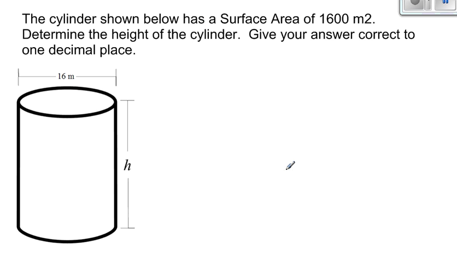So let's actually do a math problem involving rounding. It says the cylinder shown below has a surface area of 1600 meters squared. Determine the height of the cylinder. Give your answer correct to 1 decimal place.